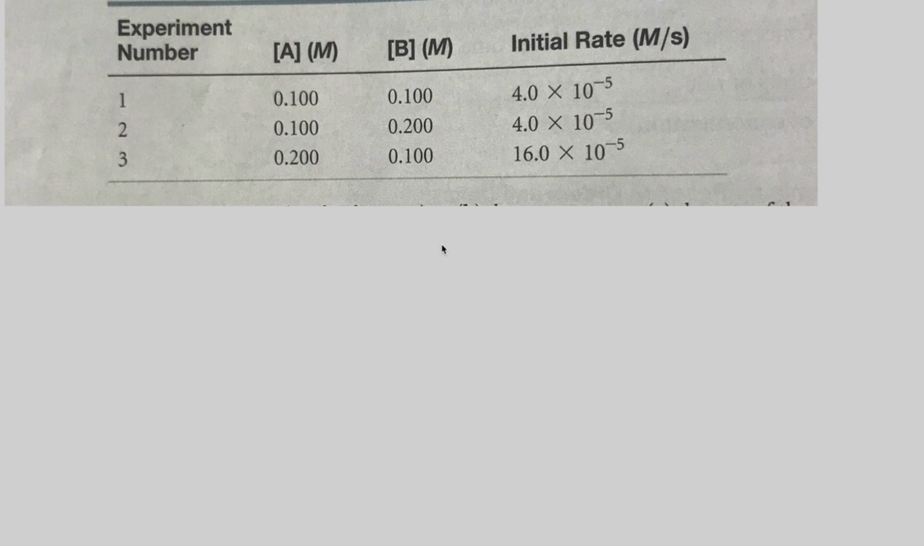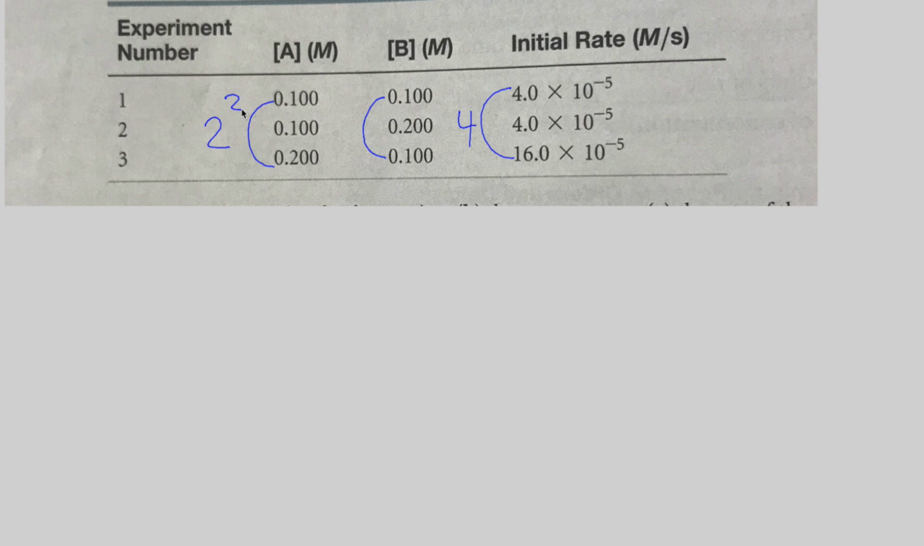Now, looking at trials 2 and 3, what's our control? We don't have one. Probably not a good place to look. So what if we look at trials 1 and 3? What's our control? B. What are we doing to A? And what's happening to the rate? Therefore, A is what order? Second order. So this is going up by doubling, and this is going up by quadrupling. So 2 squared is 4. That's second order.